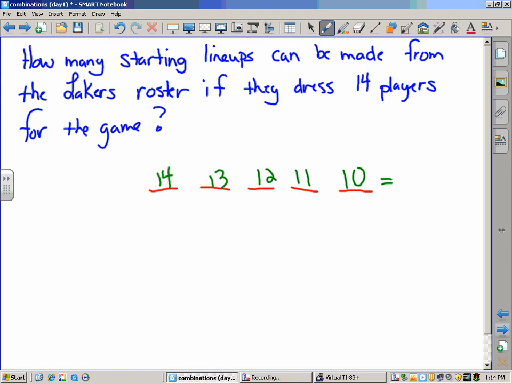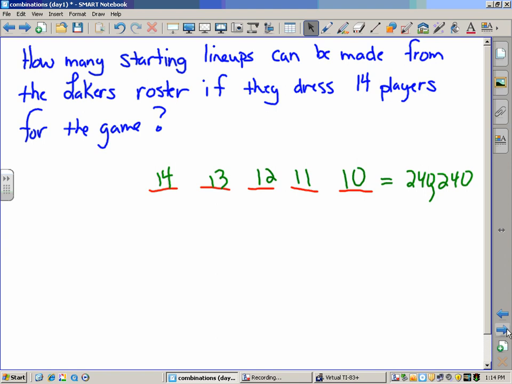240,240. Okay, now, is that my answer? It doesn't matter who I pick first and who I pick as the 5th person in my lineup. They're still out on the floor playing. It's still the same lineup, because I told you it didn't matter who's playing in what position.